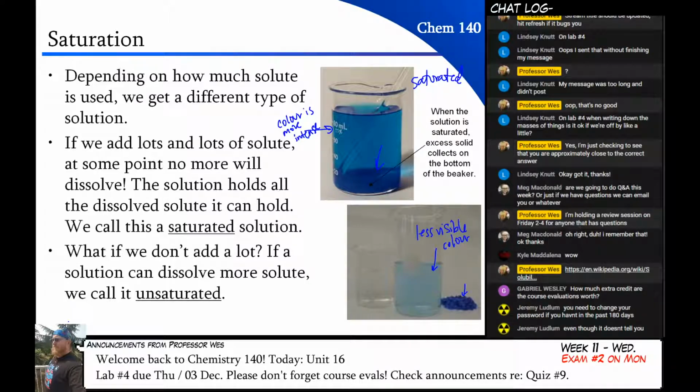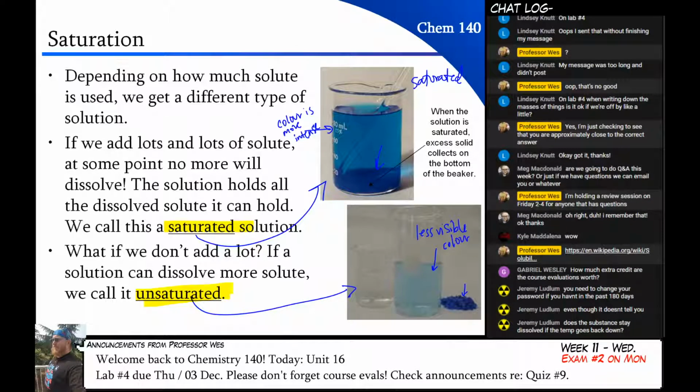So a saturated solution will hold as much stuff as possible, whereas an unsaturated solution does not hold all of it. You've probably heard the word saturated before. Saturated means can't hold anymore. It has the most.